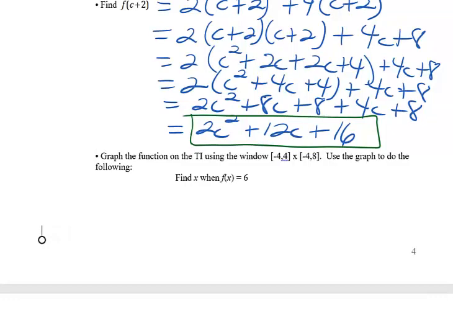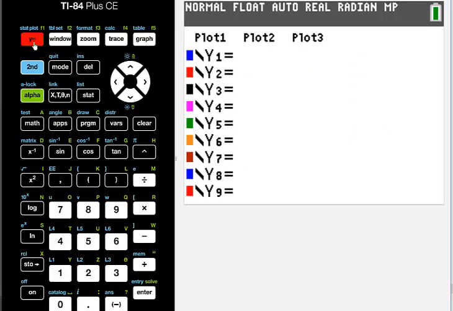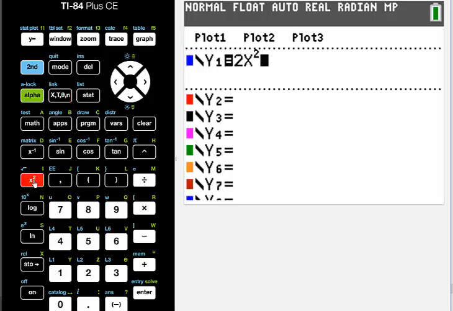But let's go ahead and take a look at this particular function we've been looking at. I've given a window to use on the calculator. Let's make a graph and see what we're looking at here, and then we'll try to solve this problem. Okay, so I've got the calculator pulled up. I'm going to have to go to the y equals area to type in the equation. 2x squared plus 4x. I used the standard form. I could have put in the other form as well.